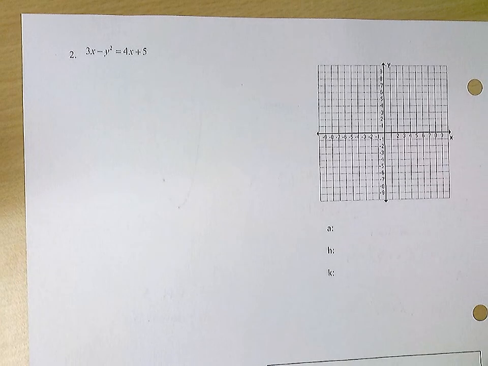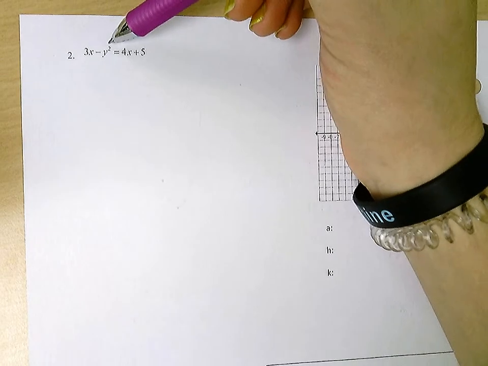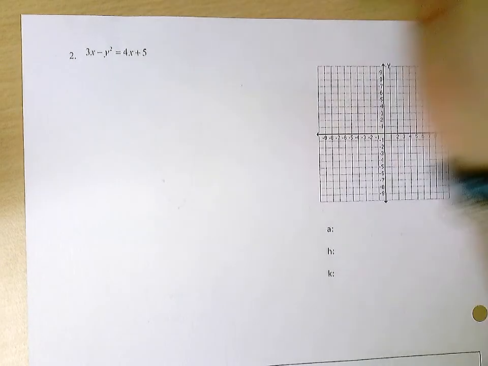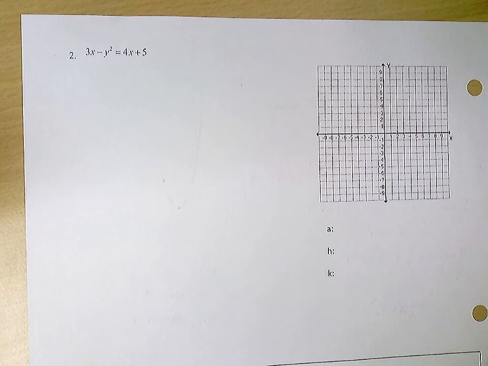We have 3x minus y squared equals 4x plus 5. Okay, so I need to look for which one of my variables is squared. That is y right here. So that means this equation should be in the form of x equals something. Whatever value you have squared, it's the other one that equals.